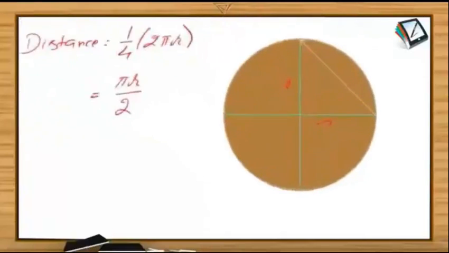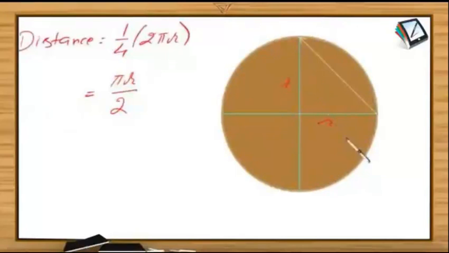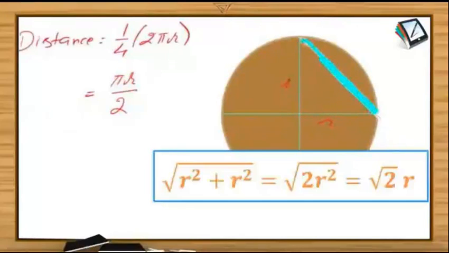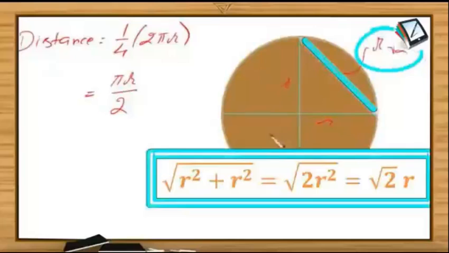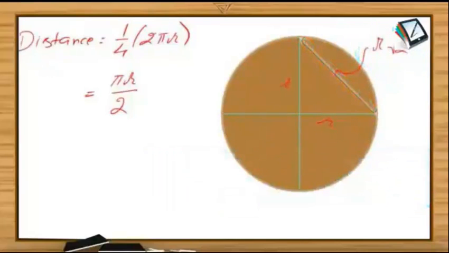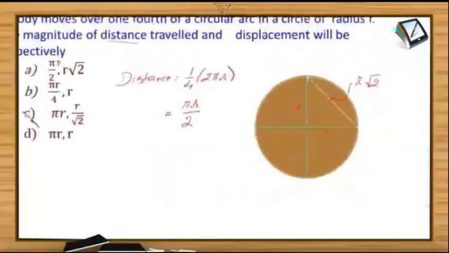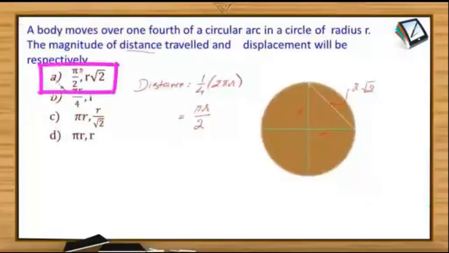And then displacement. Displacement will be, clearly you can see this is the displacement. So displacement is what? R under root 2. So here actually the R should come. So first option will be the correct option.